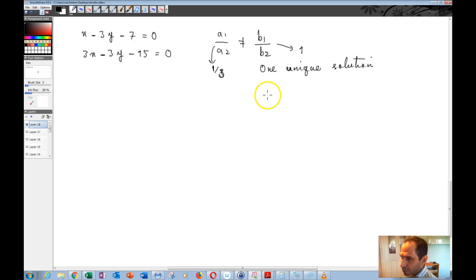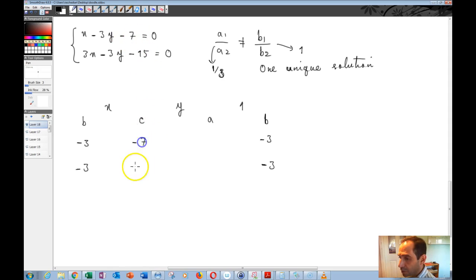Okay. So now, in order to find the solution, the equations are already written in general form, so you don't need to worry about that. All you need to do is write basically your x, y, and 1 over here, and b, c, a, and again b. So b is basically the coefficient of your y, so it's negative 3 and negative 3. C is negative 7 and negative 15. And A is 1 and 3 over here.